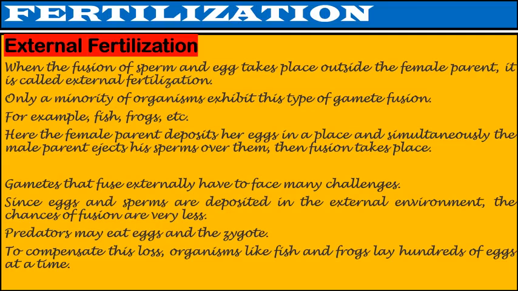Gametes that fuse externally have to face many challenges. Since eggs and sperms are deposited in the external environment, the chances of fusion are very less. Predators may eat the eggs and the zygote. To compensate this loss, organisms like fish and frogs lay hundreds of eggs at a time.